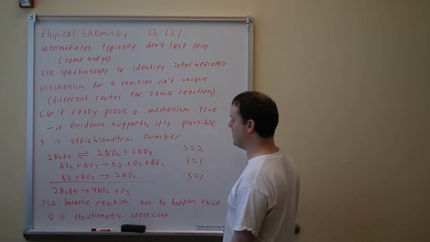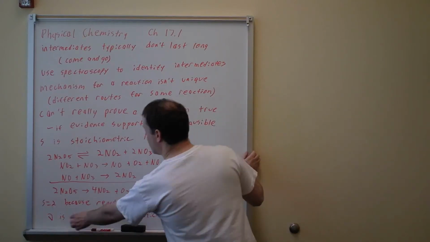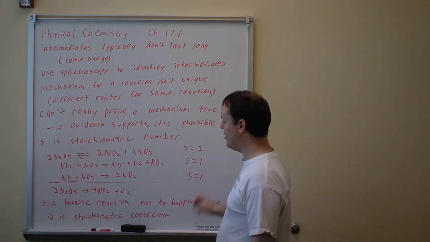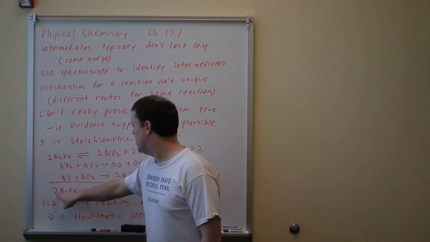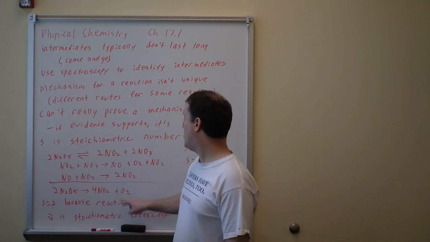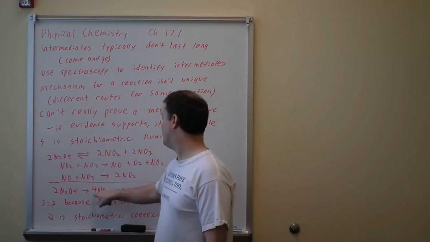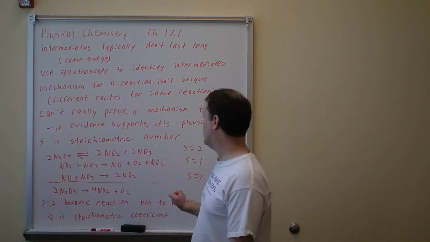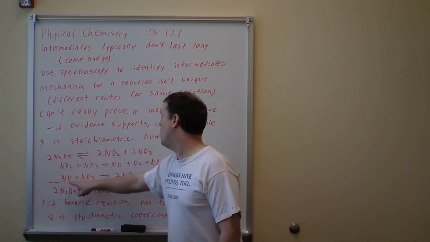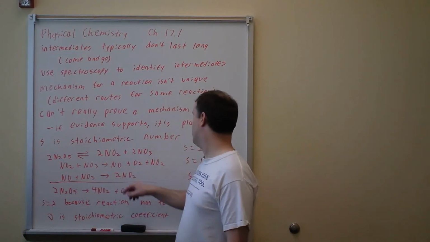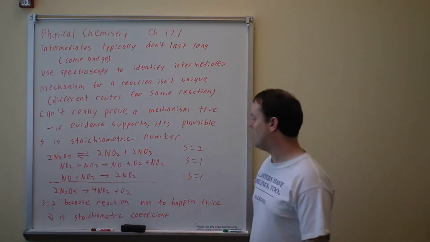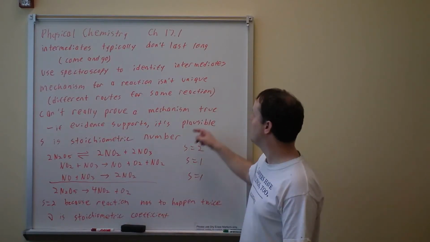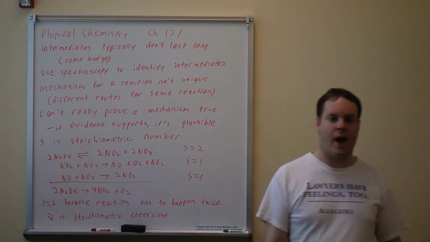Now, remember, nu is the stoichiometric coefficient though. Like here, nu is 2, 4, and 1. So nu could be different for each species, but S has to be overall for the same reaction. Like here, you'd have 1 for nu, 1 for nu, 2 for nu, but S is overall 1. So don't confuse the stoichiometric coefficient with the stoichiometric number of the reaction.